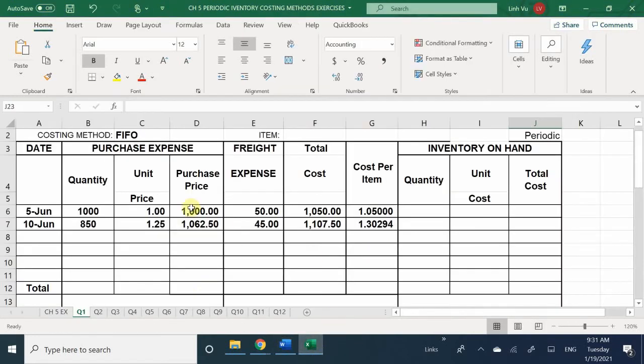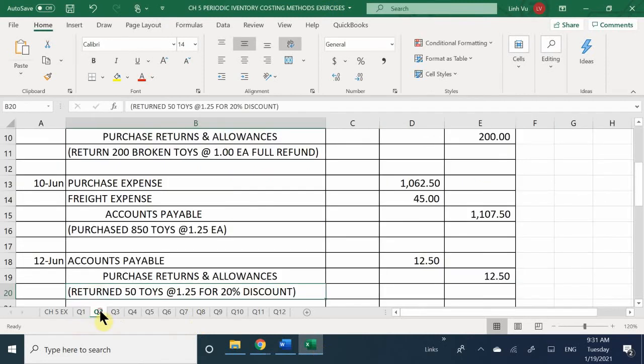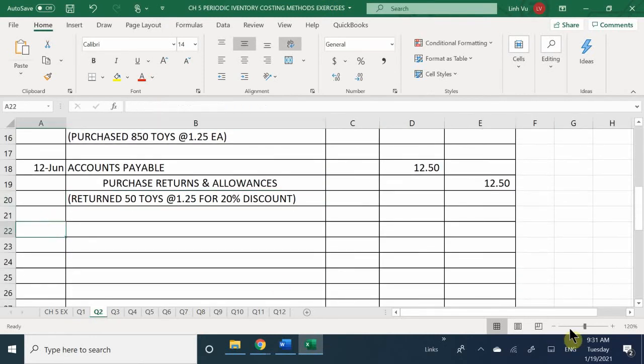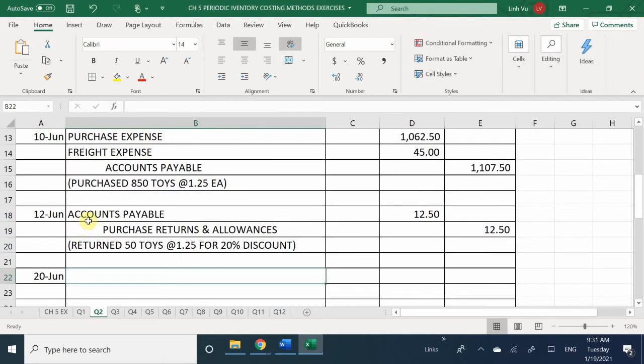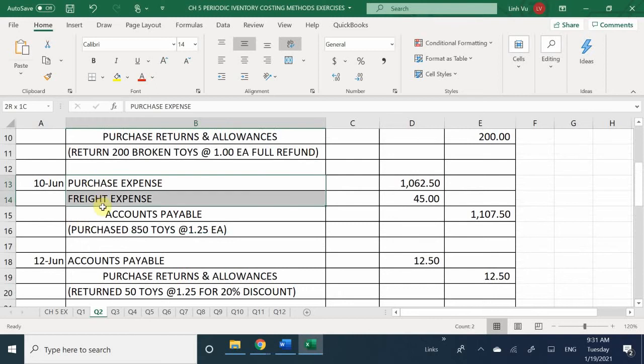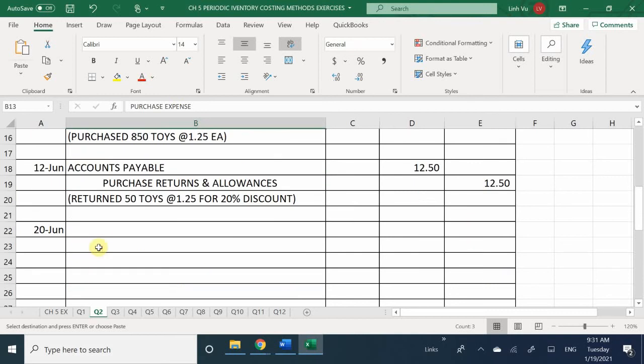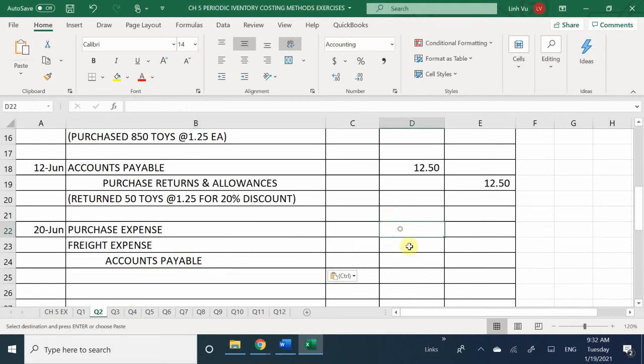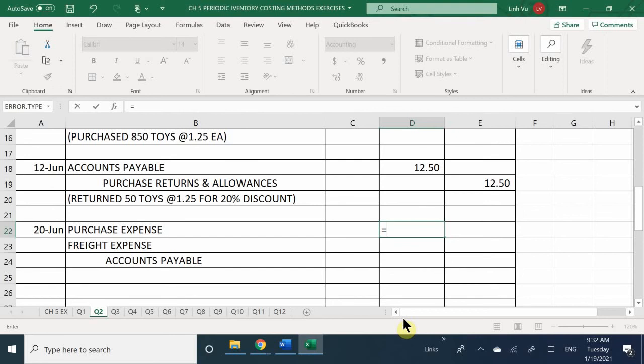Okay. So, question number 2. So now that we're going to journalize this, it is now June 20th. What's my journal going to look like? Purchase expense. What else? Freight expense. Good. And accounts payable. All right. So how much of my purchase expense is going to be there? What is my purchase expense going to be?